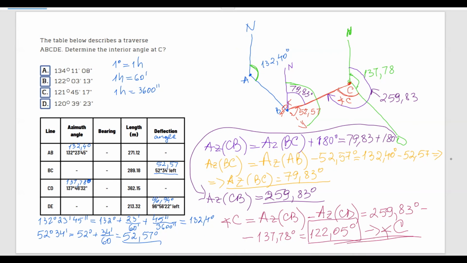Okay, looking at the answer, it looks like B is my correct answer. You can verify in case you have something more similar. If this was 122, let's say, it would have been better. If this was 122, you might say, oh, which one is my angle? Just calculate 122 plus 3 over 60 plus 13 over 3600, and this should give you 122.05. Go ahead and check that. Okay, the correct answer is B.